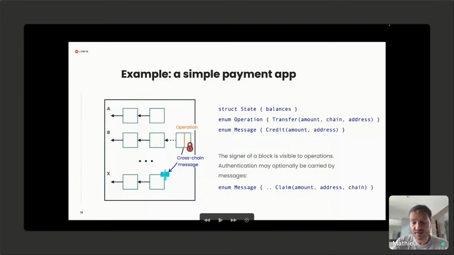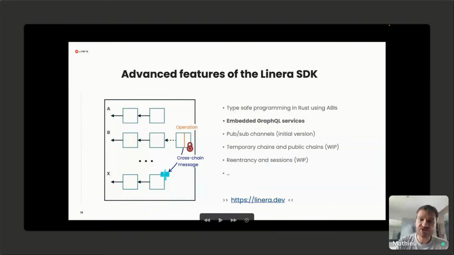That's for the example of the payment application. There are of course other features in the SDK that allow people to create much more interesting applications than just payments. We support pub/sub channels, and in one of the apps, like a social app.